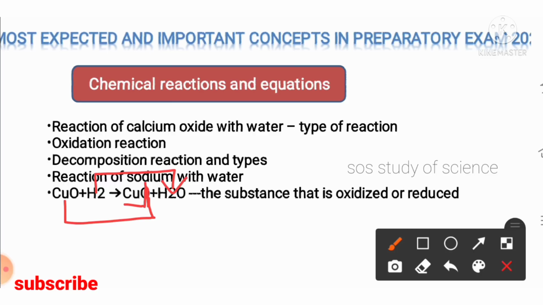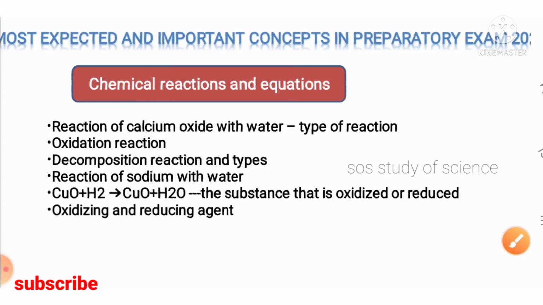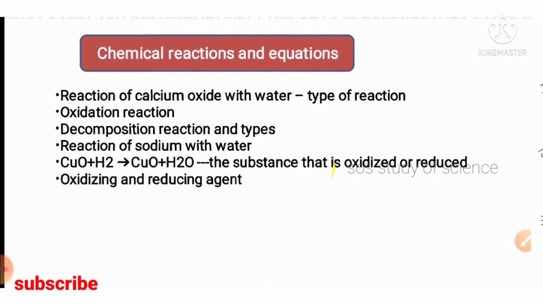So very importantly, you want to know that the substance which is oxidized here is hydrogen and the substance which is reduced here is copper. In the examination they will also ask about oxidizing agent and reducing agent. Very simple, students: the substance which is being oxidized is the reducing agent. The substance which is reduced is the oxidizing agent. So the next concept which is asked in the examination, as I told you, is oxidizing and reducing agent.